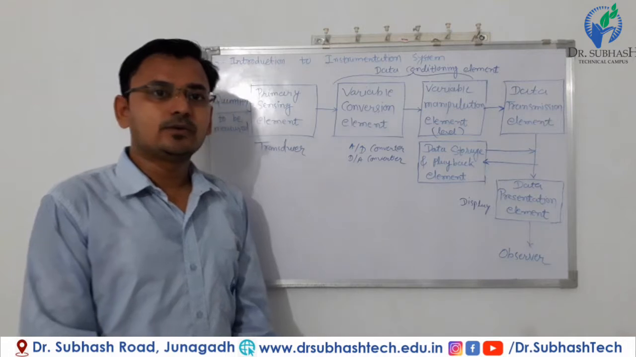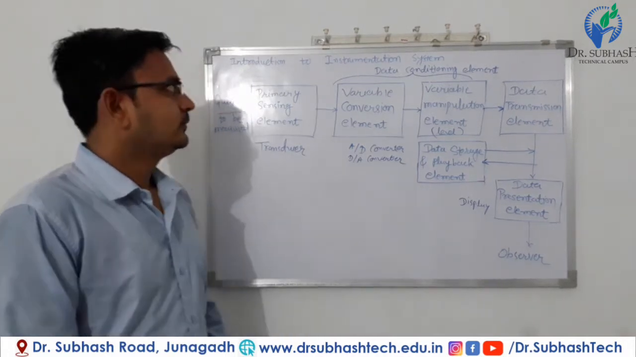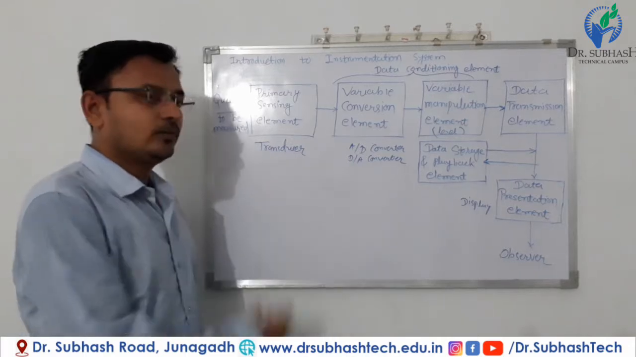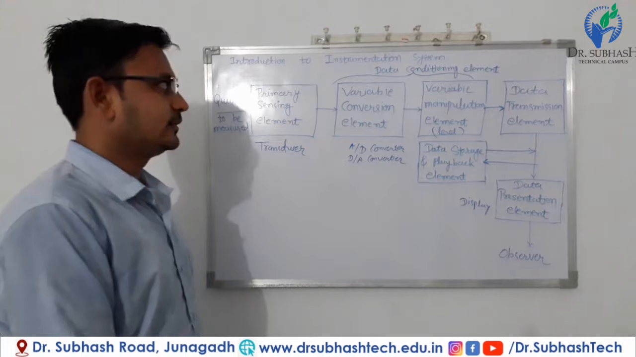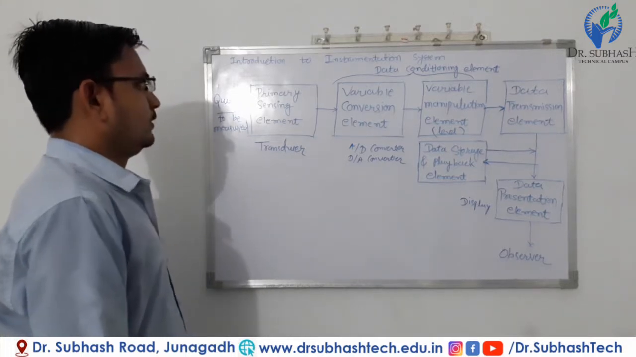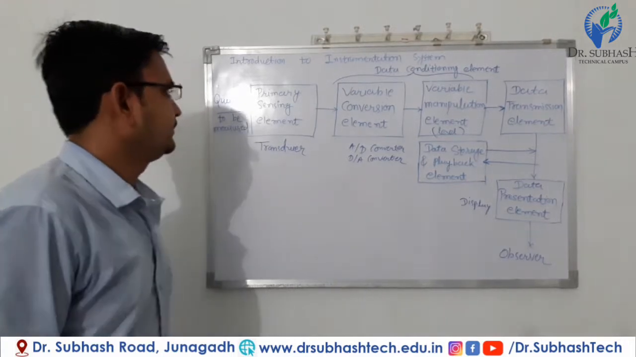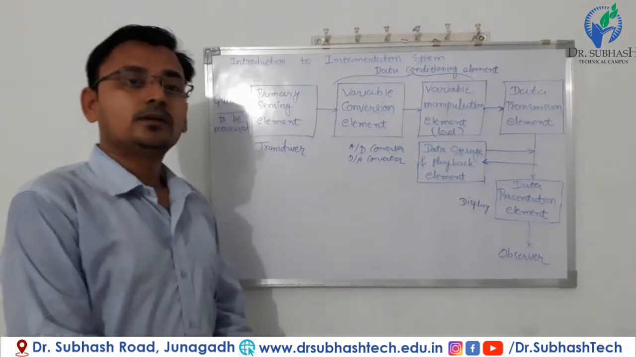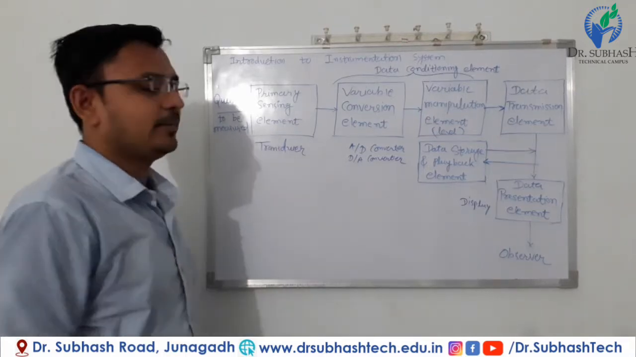Today we will discuss the introduction to instrumentation system. So this is the block diagram of an instrumentation system. We can see different types of blocks here. First, the quantity to be measured is given to the primary sensing element.